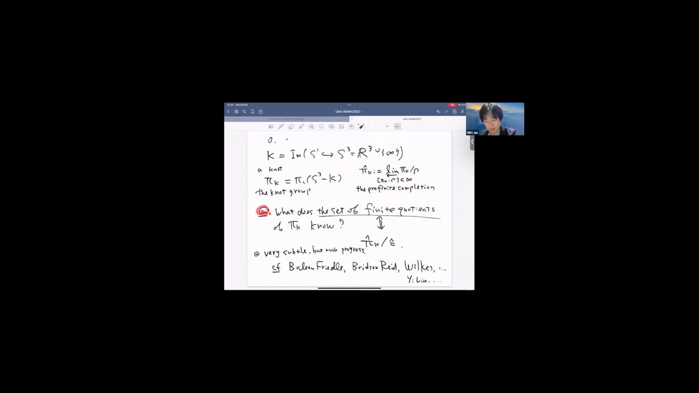And here is a very interesting question. What does the set of finite quotients of pi K know? It is equivalent to ask what the isomorphism class of pi K hat knows. This is indeed a very subtle question, but in recent days there has been much progress due to Boileau, Friedl, Bridson, Reid, Wilkes, Ueki, and many other people.